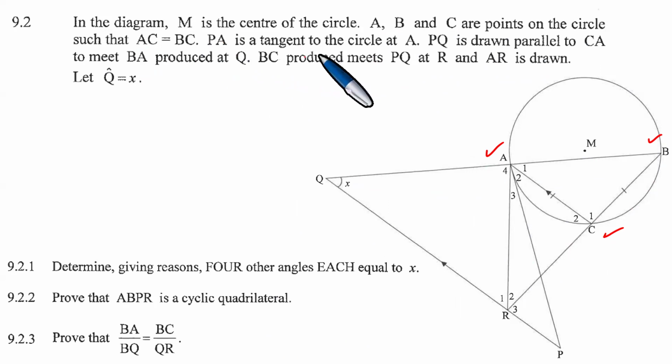Now, PA is the tangent to the circle at A. Here is PA, P is here and A is there, and this is a tangent to the circle at A. So we can see very good things like the tangent theorem. The angle between this tangent and this chord is equal to the angle in the alternate segment over there. These are very important things. So we continue.